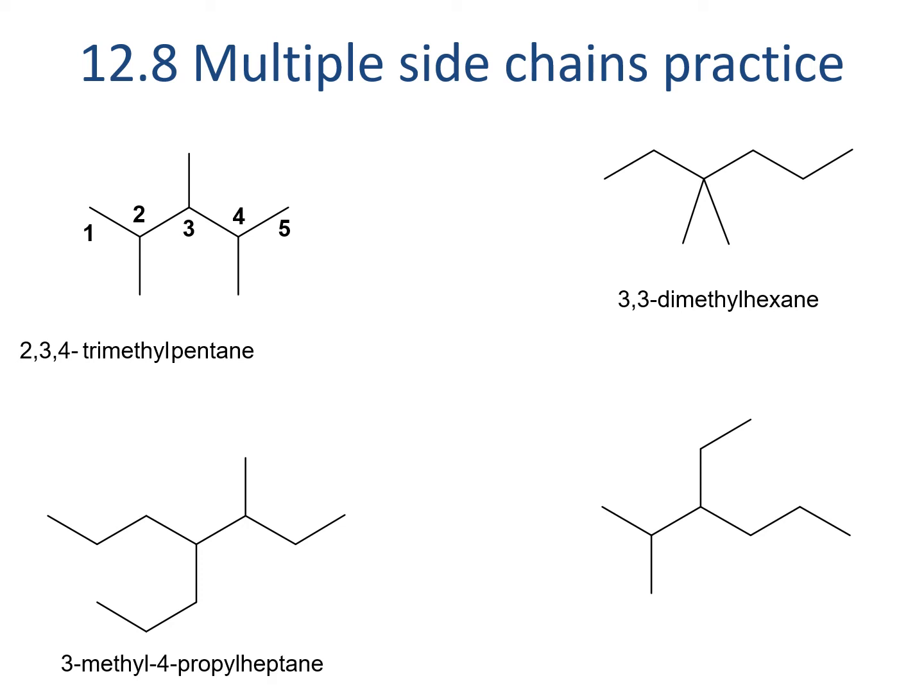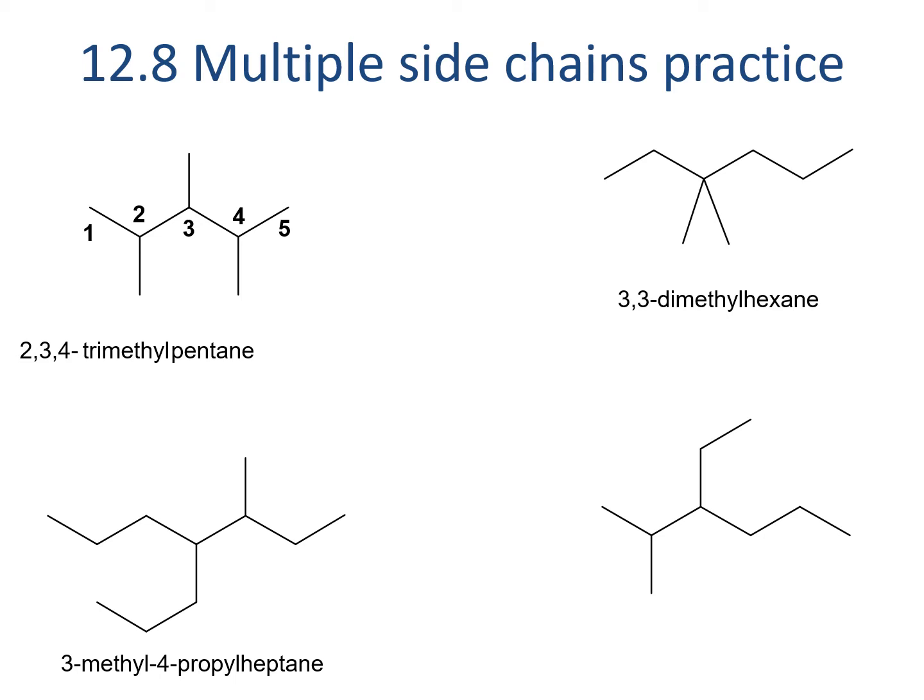This molecule is a heptane. It has 7 carbons in the main chain. The molecule should be numbered from the right side to the left, which gives us a methyl on the 3rd carbon and a propyl on the 4, for a 3-methyl-4-propylheptane. Now try the last one.